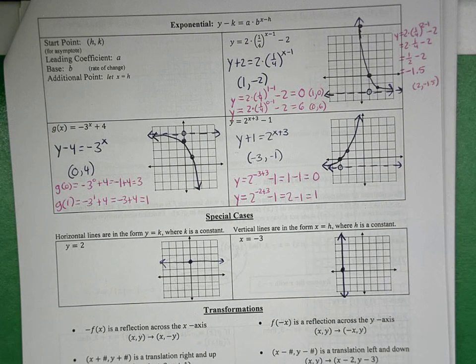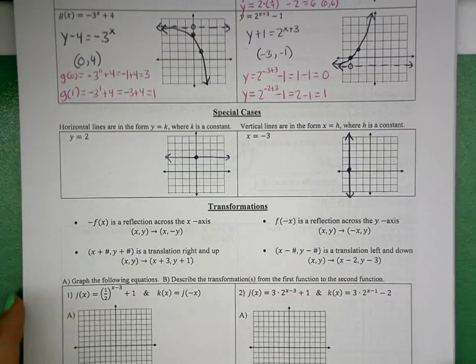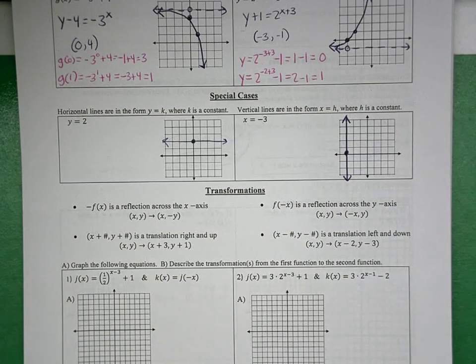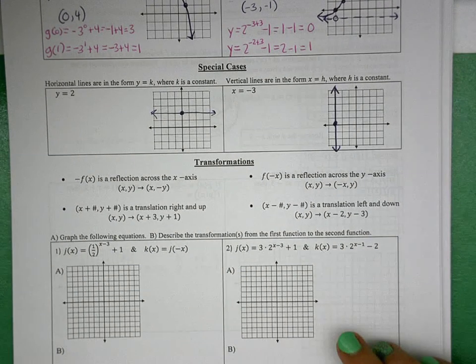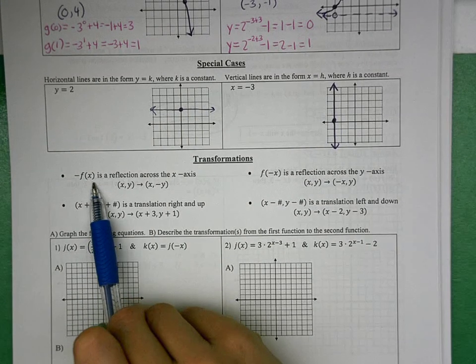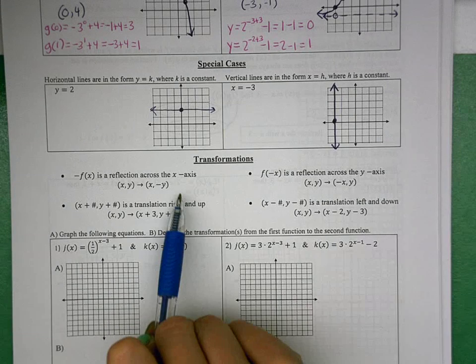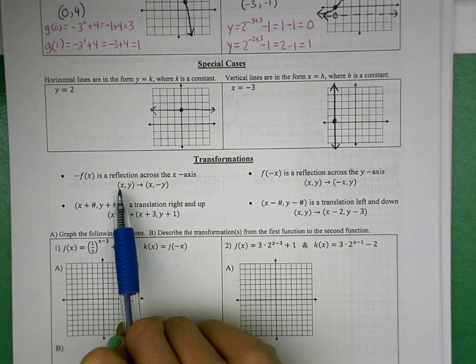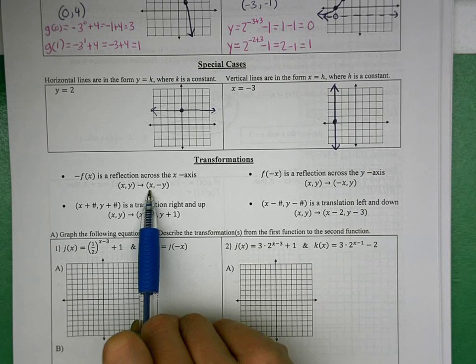Okay. Transformations are up next. We have 4 transformations that you've learned in prior math classes, but we want to really quickly just make sure we remember. The first one is negative f of x, which is a reflection across the x-axis, and its coordinate rule notation is that the coordinate (x, y) becomes (x, negative y).